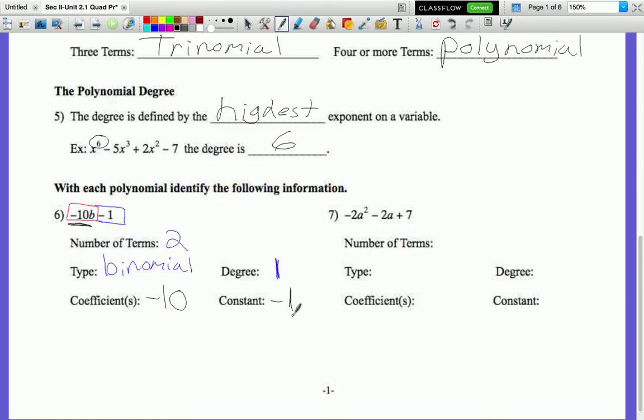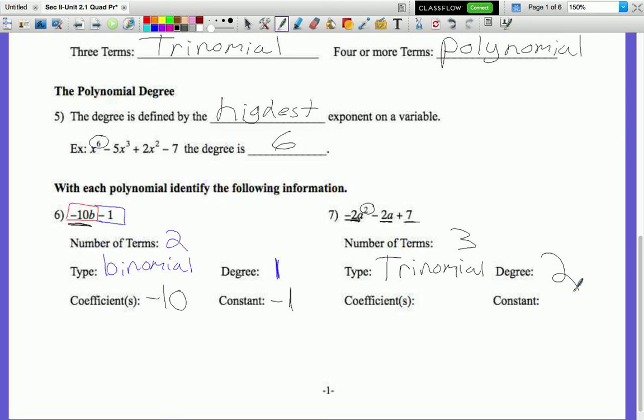Let's do 7 together also. We have negative 2a squared minus 2a plus 7. Number of terms. We have 1, 2, 3, separated by subtraction and addition signs this time. Next, we have the type. It'd be called a trinomial in this case. Degree, highest exponent. So we are looking for that right there. So that is a 2.